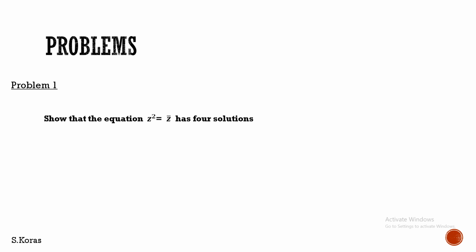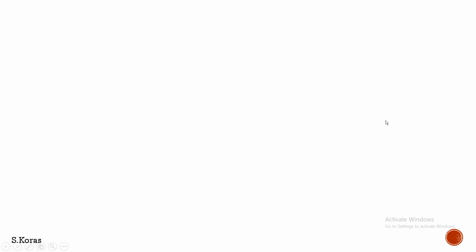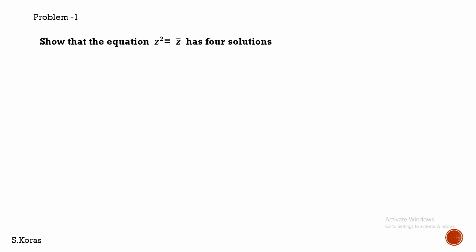There we have to prove the equation z square is equal to z bar has 4 solutions, and then we have to prove z cube plus 2z bar is equal to 0 has 5 solutions. Right. Now let's see the first problem. The problem says we have to show that the equation z square is equal to z bar has 4 solutions.